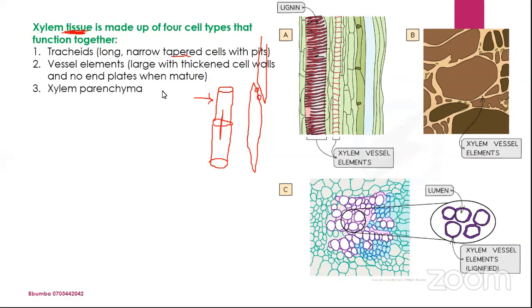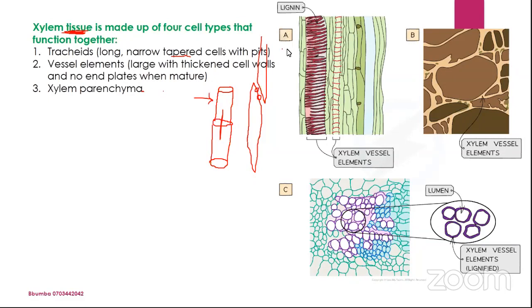Then secondly, apart from the water conducting tissue, there are also some other tissues. For example, the xylem parenchyma. Now, these cells are the ones which can be modified to form more of the xylem, the tracheid and vessel elements. Parenchyma cells, they're just within there.